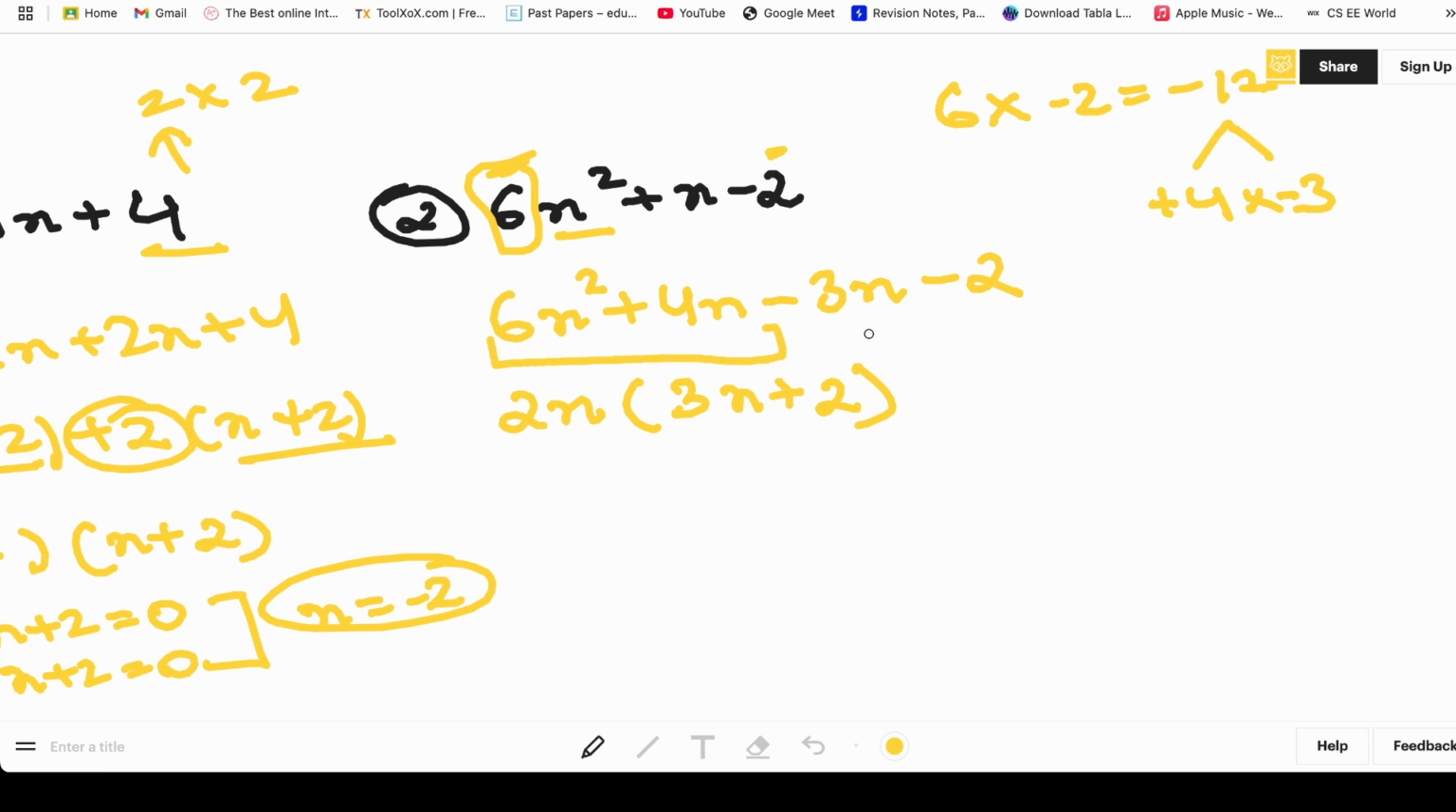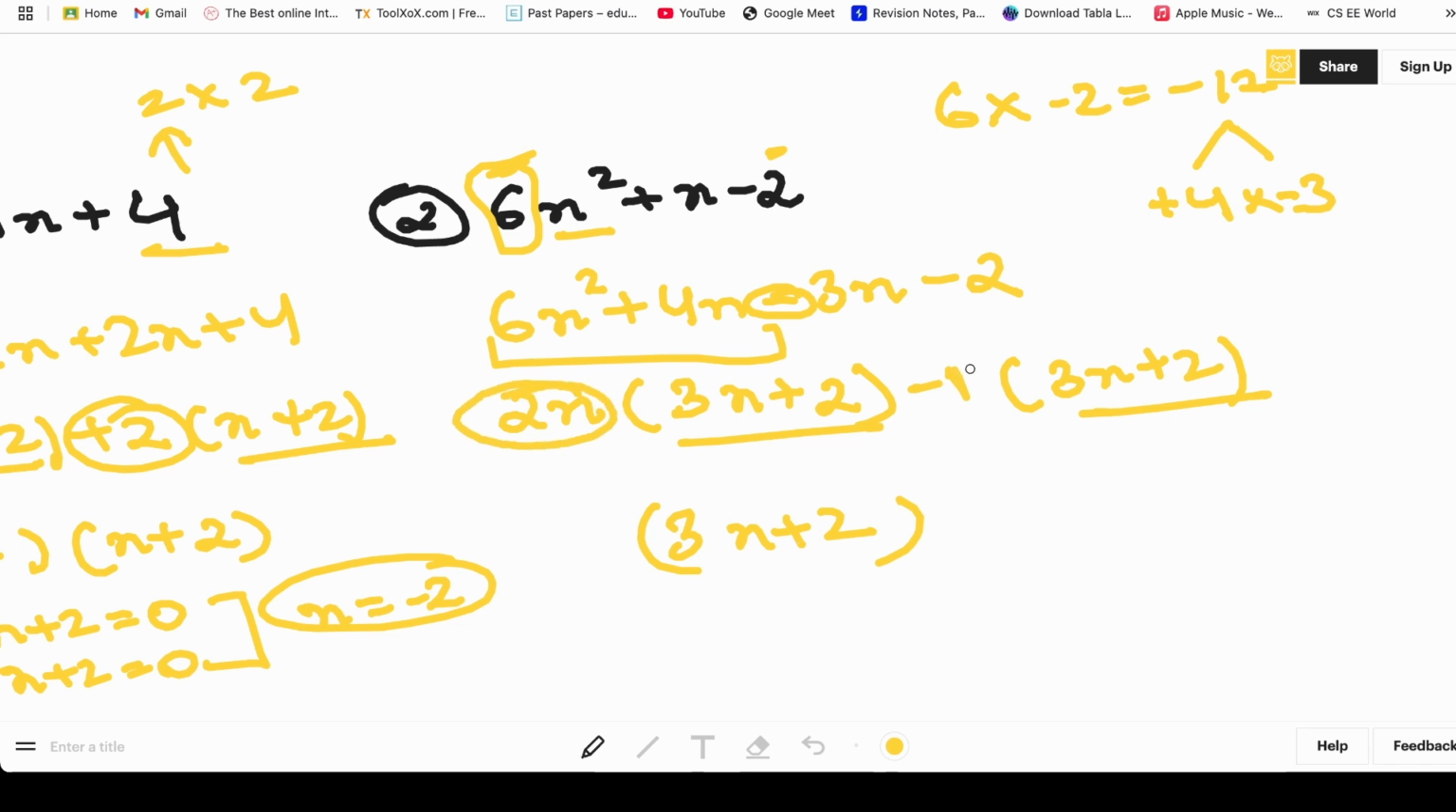Now what do we take common from this term? As we can see, we need to get 3x plus 2. So we can take this minus 1 sign outside, and we can keep 3x plus 2 inside. Now we are going to take this and this as common. So this becomes 3x plus 2, and we'll take this and this as common, which becomes 2x minus 1.